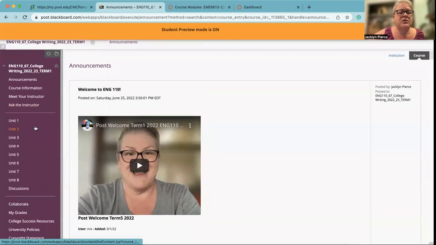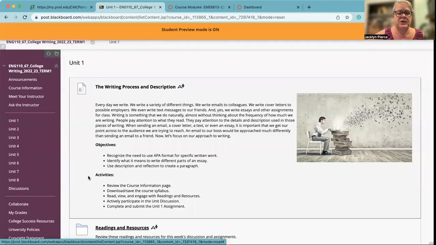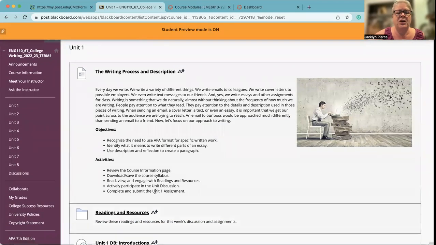So one of the things, of course, in the online class is that you do have a lot of links over here on the left-hand side. The most important links for making it through the course are the unit numbers, right? The course is arranged by week or unit, and in each one, you're going to have similar information. So we're going to look at Unit 1 today, because that's what we're starting. And you will have an overview.